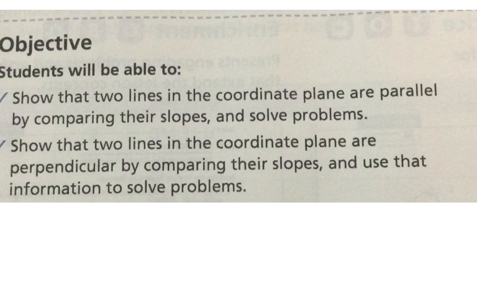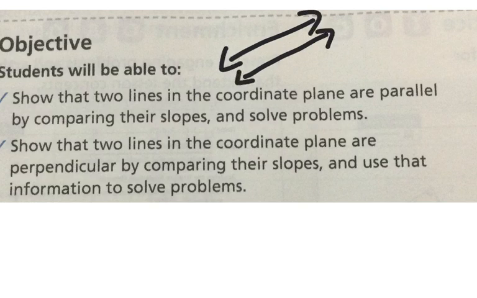So just a quick review, what does it mean if lines are parallel? If they're parallel, they don't intersect. They do not intersect. So parallel lines look something like this. Just think of an equal sign, or like railroad tracks.